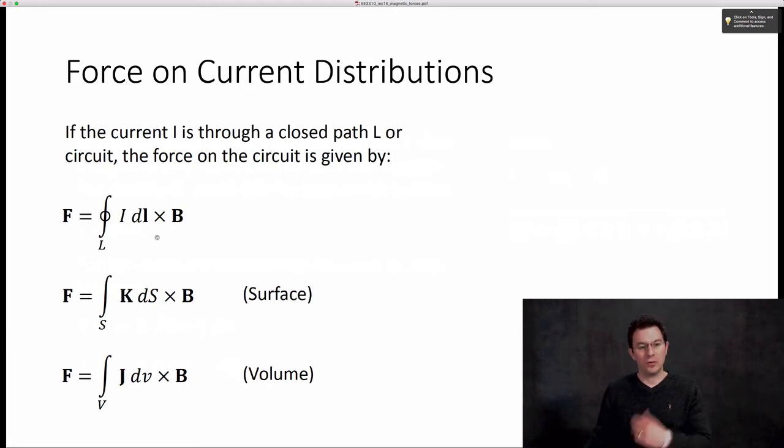Similarly, if you have a surface current, the force felt by that surface current is given by K dS cross B, integrated over the surface. And the force felt by a volume current is given by J dv cross B, integrated over a volume, just like so. These are three useful expressions if you need to find forces on line currents, surface currents, and volume currents.